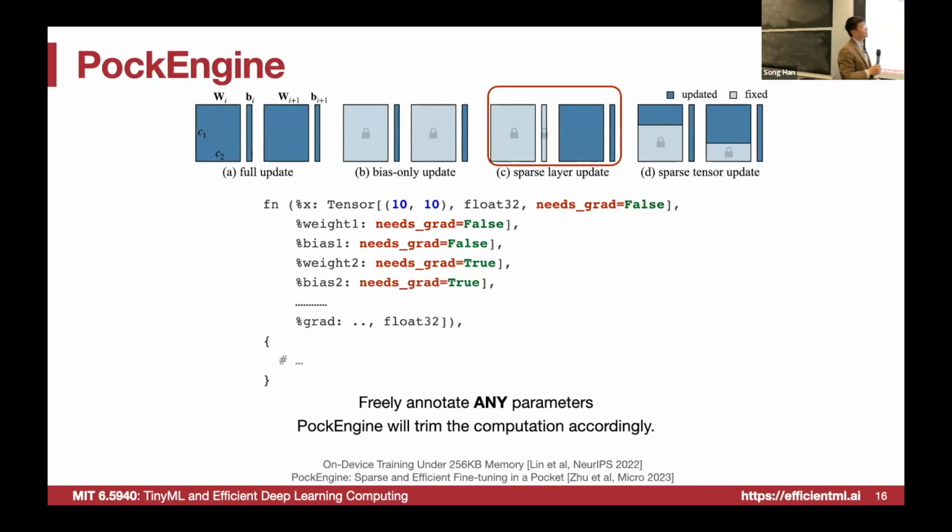We can also do sparse layer update, like only updating the second layer and not updating the first layer. And how do we achieve that at the compiler level? This is layer 1, layer 2. We mark need grad to be false for both the weight and bias for layer 1, and mark it to be true for the second layer. We can freely annotate any parameters, and PockEngine will trim the computation graph accordingly, automatically.